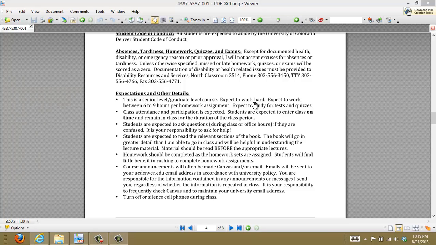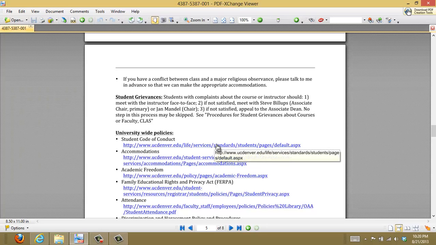And of course, please turn off or silence your cell phones during class. That can be very distracting. And lastly, if you have a conflict between our class due to some religious observance, then please let me know. I'm happy to accommodate you in whatever way the university would like me to, but I need to know about it ahead of time. So please don't just miss class without letting me know. Please just let me know, and I can work to accommodate you.